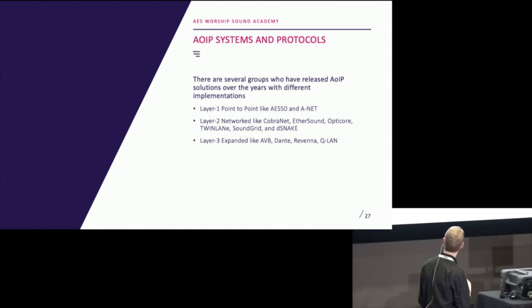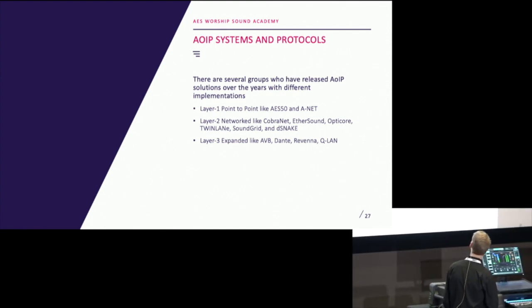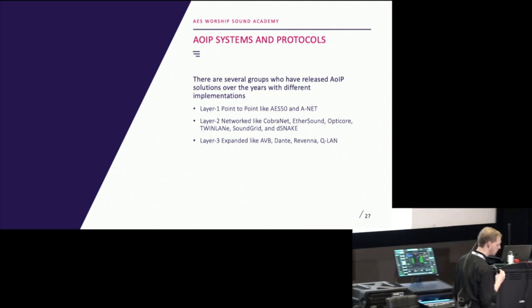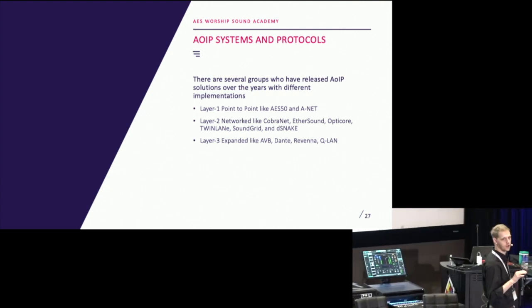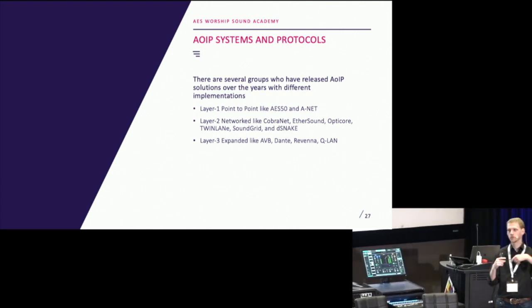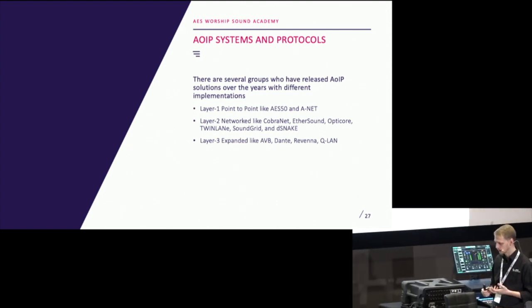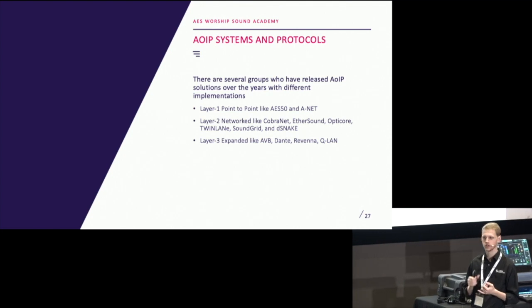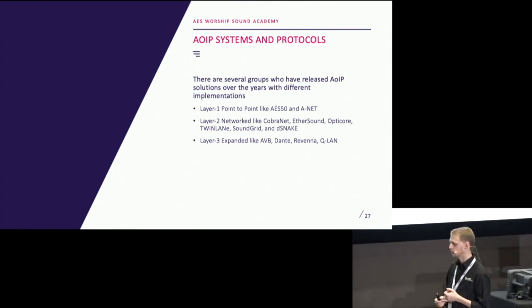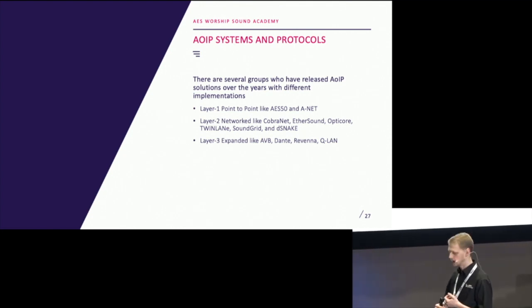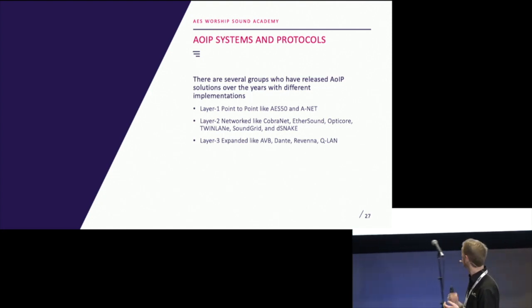So we get into the layer 2: CobraNet, EtherSound, OptiCore, Twin Lane, SoundGrid, DSnake. Those are utilizing layer 2. And that now gives us the ability to have multiple devices on the network talking to each other so that they can exchange audio and clock and what the name of my channel is, and that this microphone has got 50% battery left or whatever, right? Where they're going to utilize the layer 2 stuff to be able to do this.